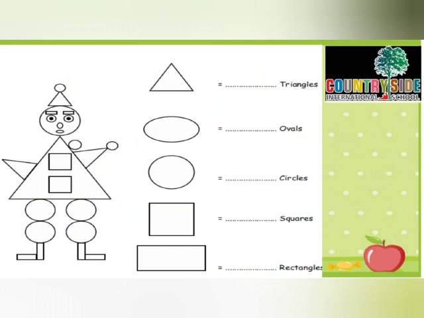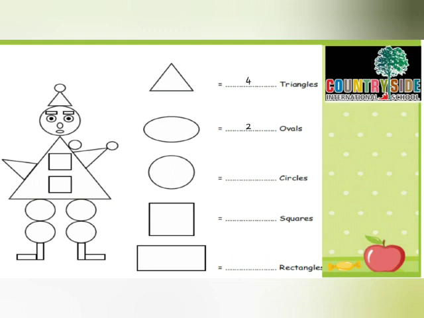Here the man is made from the shapes. So from this we have to count each shape and write. The first shape given is triangle. So now we have to count all the triangles. In all, how many triangles can we see? We can see 4 triangles, right? So we will write number 4. The next shape given is an oval. How many oval shapes can we see? We can see 2 oval shapes. One is the nose and the second one is the mouth, correct? So we will write number 2.